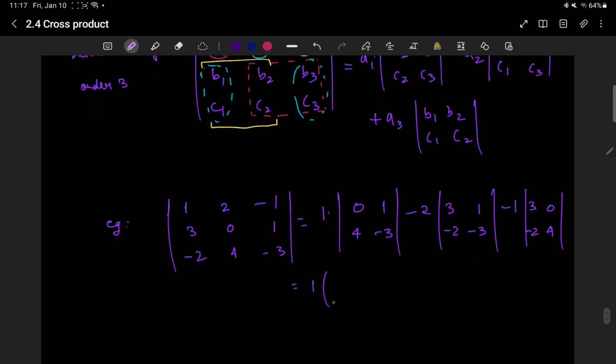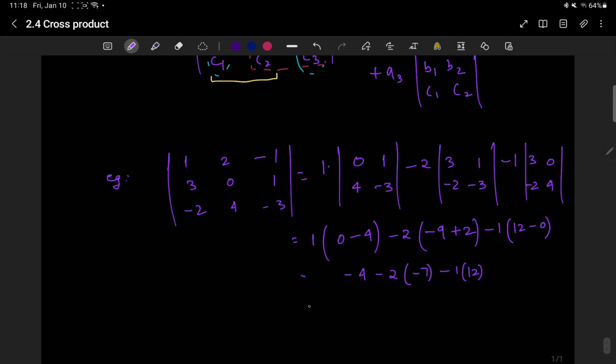And then this is now 1 times 0 times negative 3 is 0 minus 4, negative 2, negative 3 times 3 is negative 9, minus negative 2 makes it positive 2. 3 times 4 is 12 minus 0. So negative 4 minus 2, negative 7 minus 1, 12. And that is negative 4 plus 14 minus 12. That is negative 16 plus 14, negative 2.